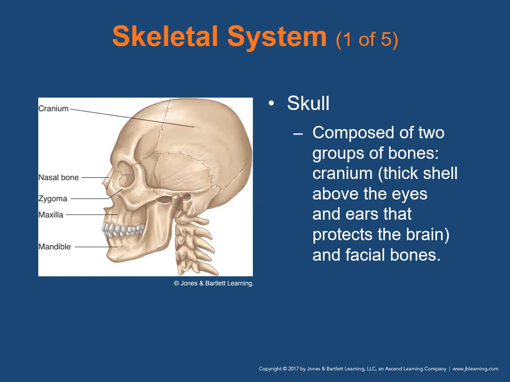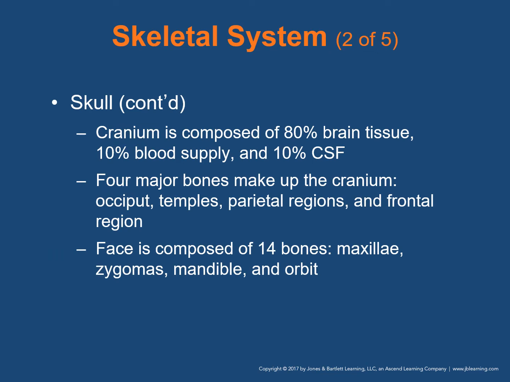Now let's talk about the skeletal system as it relates to the nervous system. First and foremost, you have the skull. And the skull is composed of two groups of bones. The cranium, which is a thick shell above the eyes and ears that protects the brain, and the facial bones. The cranium is occupied by 80% brain tissue, 10% blood supply, and 10% CSF. The brain connects to the spinal cord through a large opening at the base of the skull called the foramen magnum.